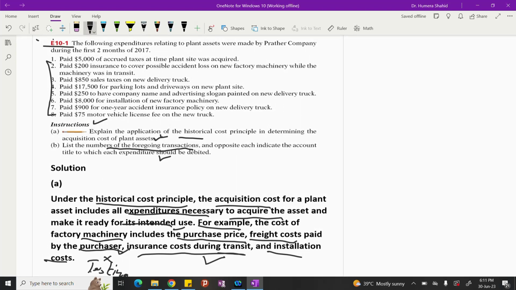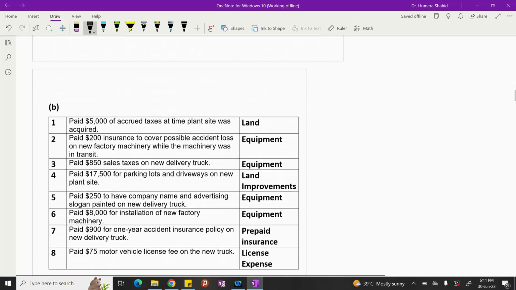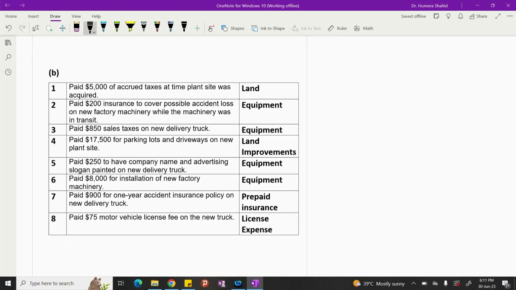Let's talk about part number B. Part B says to list all these numbers of transactions and mention which account should be debited. What I did, I just copied these transactions for you so that it's easy. We don't need to scroll up again and again. So if you see here, I wrote the number, and then against those numbers, I have written all these transactions, and let's try to identify. For the time being, don't look at the answer. Let's try to understand what the statement is, and then accordingly you will figure it out.